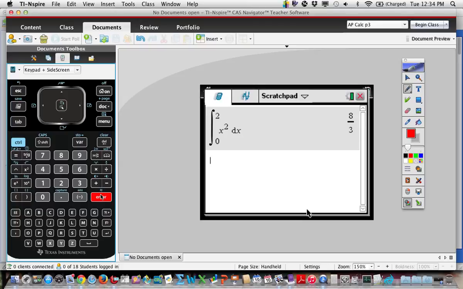So if I go and do the integral from 0 to 2 of x squared dx, everybody see that? It says 2.66666. Trust me. That's because it cannot do the antiderivative part.